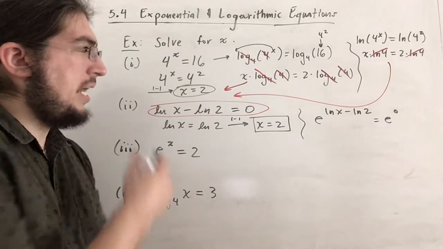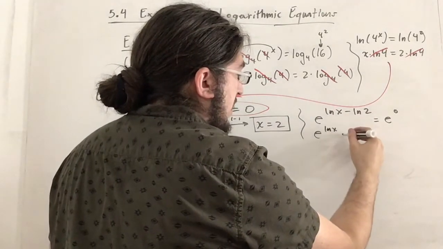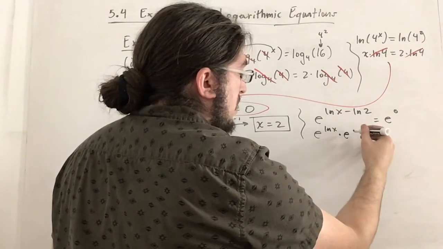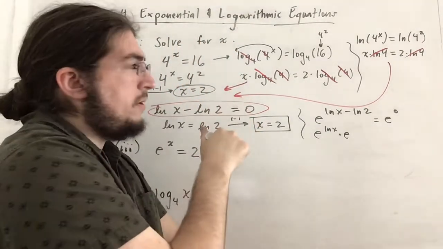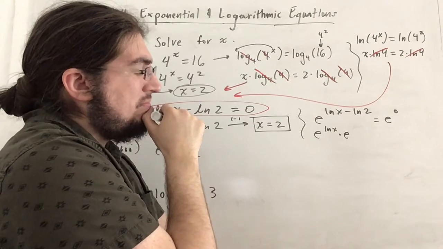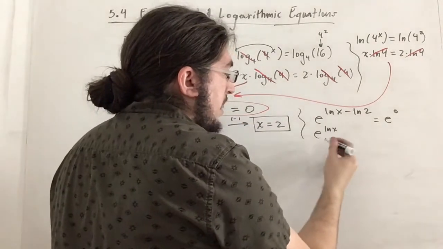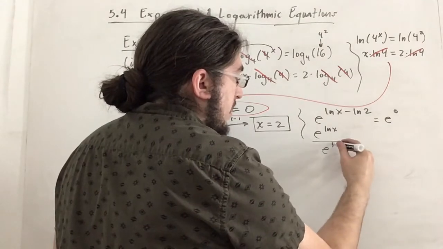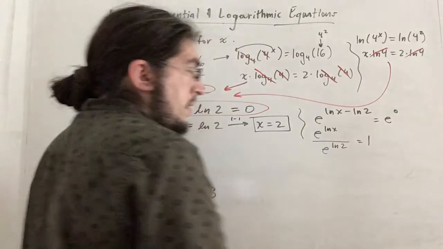I guess we can say on this side it splits. So we can say this is e to the ln of x times e to the, I guess we could do divided by because we're subtracting powers. There's so many ways of doing this, honestly, but let me just do that. So let's say divided by e to the ln of 2. E to the 0 is, of course, 1.